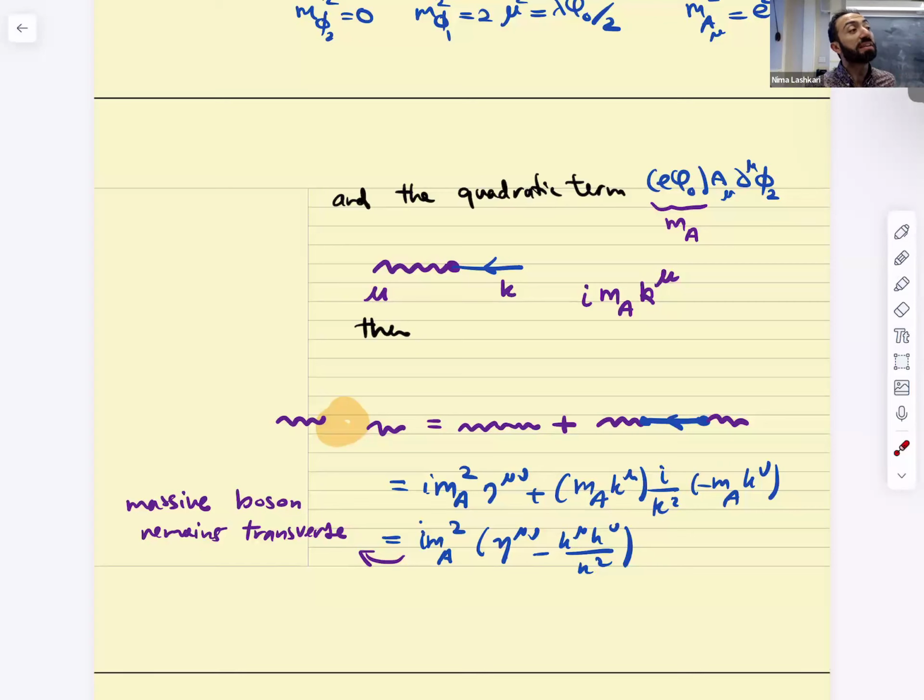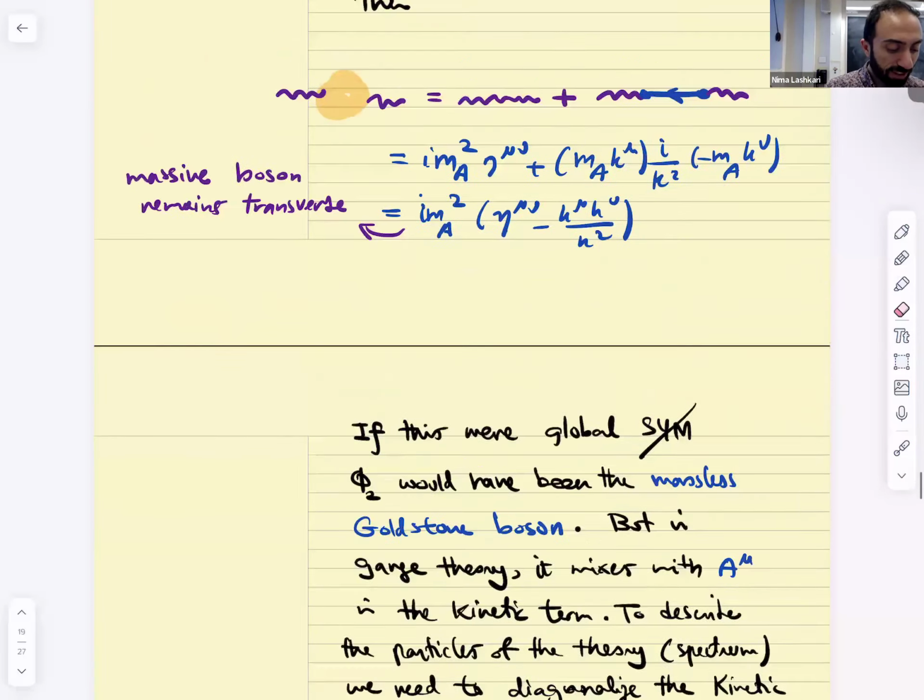It's massive, but remains transverse. Because, crucially, this guy was massless. Now, as I'm saying this, I'm also repeating that it's incorrect to view this as a degree of freedom that's massless. It's not an independent degree of freedom. It's mixing with the gauge field, right? But if you were to draw these Feynman diagrams and treat it that way, this is like the caveat. Good? So let's do this a little bit more systematically.